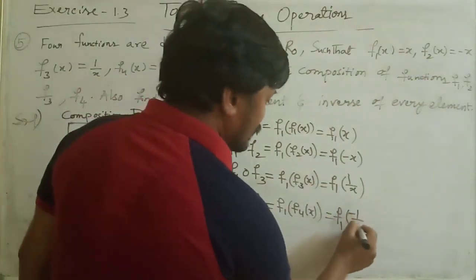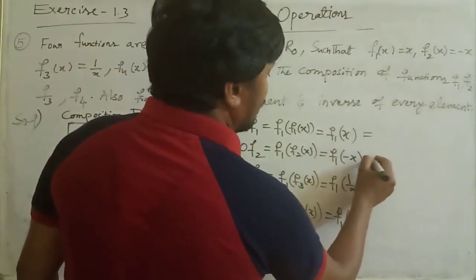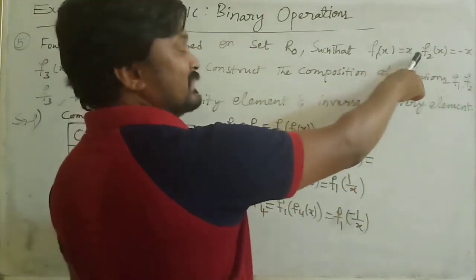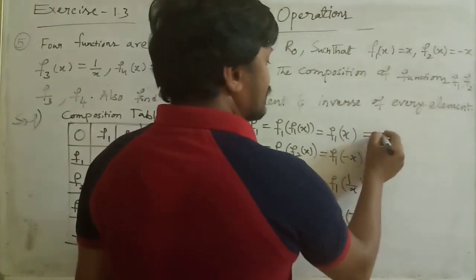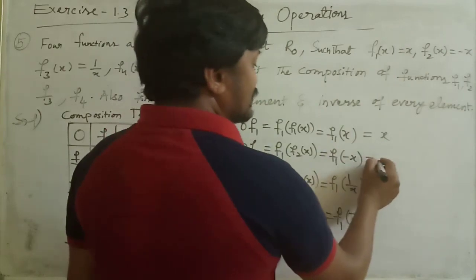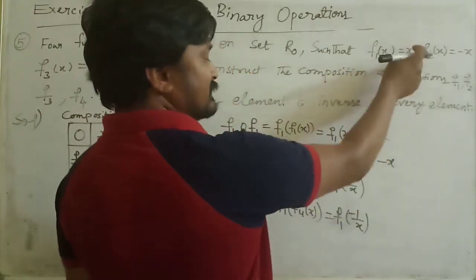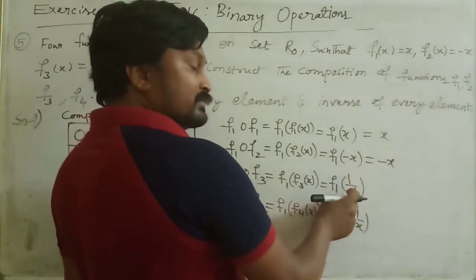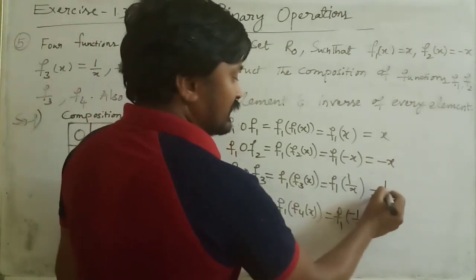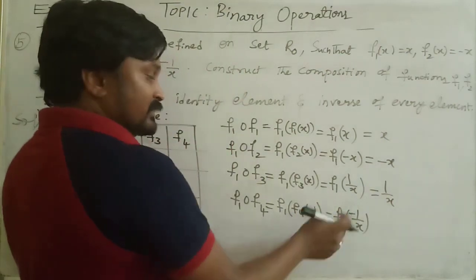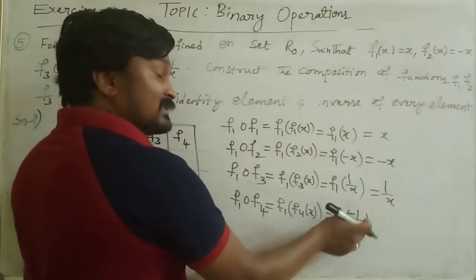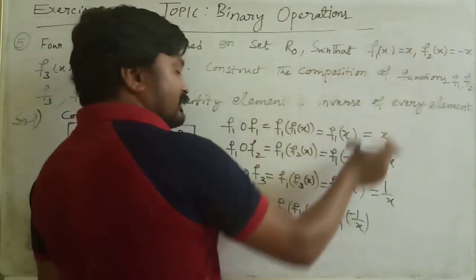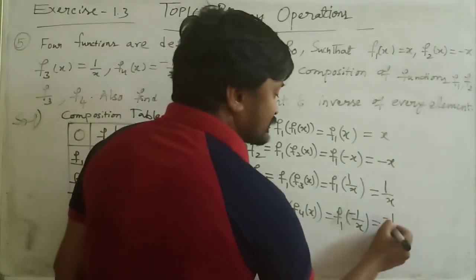And what is f1 of x? You already know that is x. So f1 of minus x means minus x, because wherever x is there, you need to substitute minus x. Same method, wherever x is there, you substitute 1 upon x, so we can write 1 upon x. Next, f1 of minus 1 upon x, wherever x is there, you write minus 1 upon x.